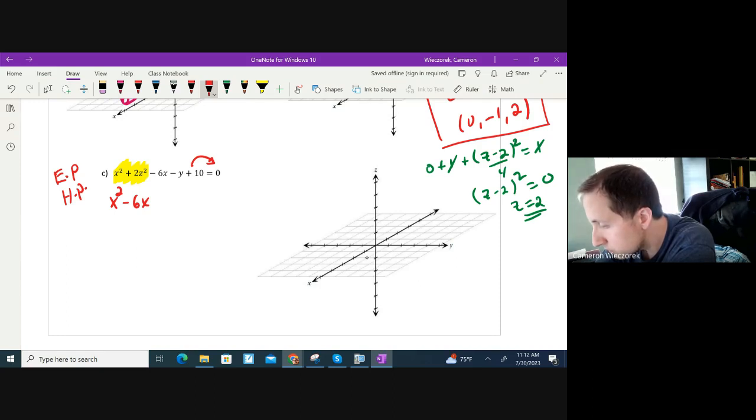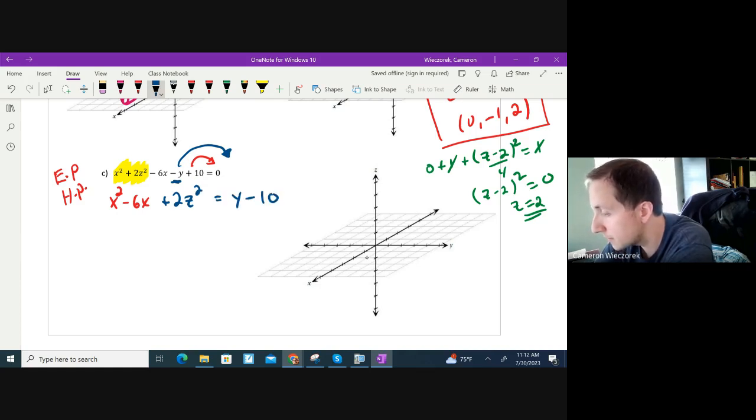Let's see. Since there's a linear variable, I'm going to want to move that isolated variable over to one side all by itself. So x's I'll still collect, z's I'll still collect, but I'm going to move the y and the 10 over to the other side. Now I can tell which direction it's going to open. It's going to open in the y direction since that's the linear variable.